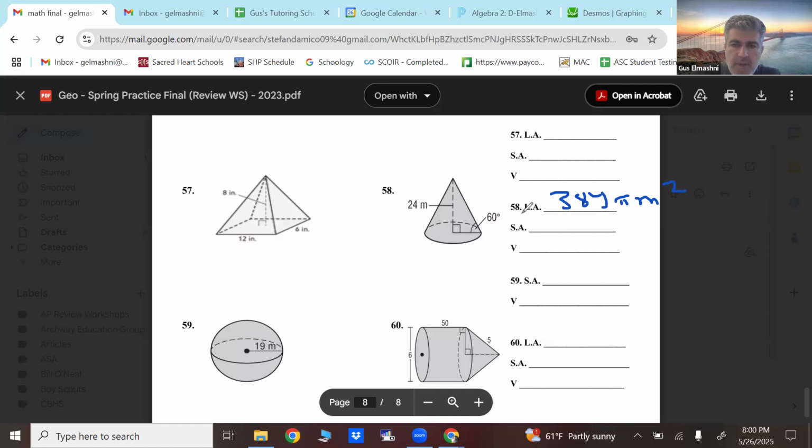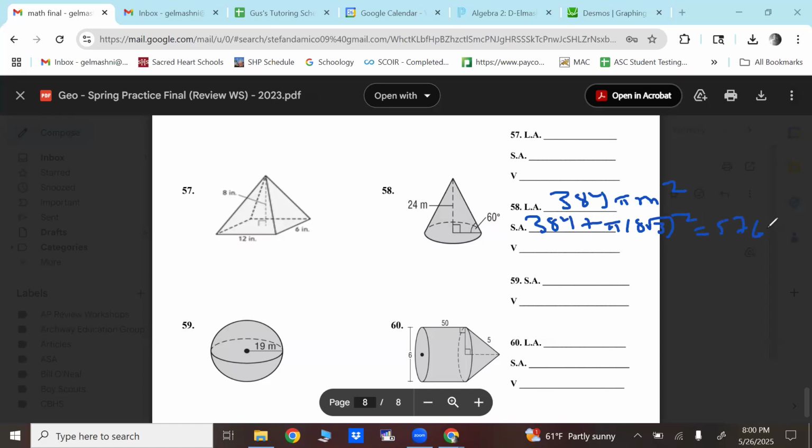And the surface area, plus 192, that would be 576 pi. Cool. And that's meters squared.